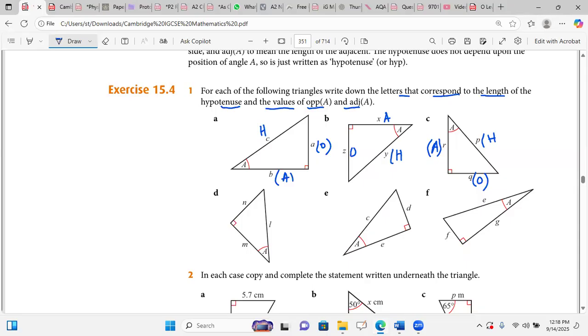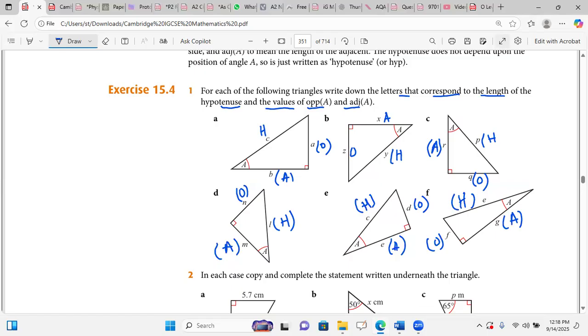After that, for angle A, the opposite side is N, and L, in front of the 90 degree angle, is the hypotenuse, and M is adjacent to this angle, so it is the adjacent side. For C, it is again the hypotenuse, D is opposite, and E is adjacent to A, so it is the adjacent side of the right-angled triangle. E is the hypotenuse, G is adjacent to angle A, and F is opposite.